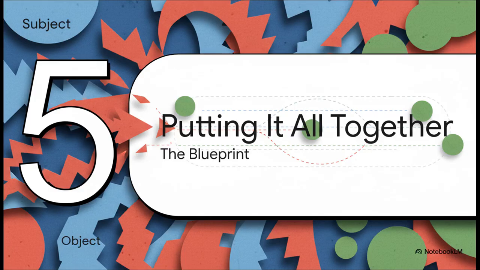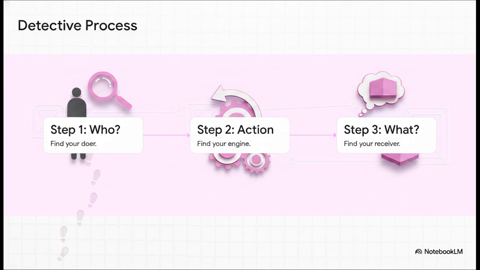Section 5, putting it all together. We have our three blocks. Let's move on and see how this builds out into our full sentence pattern. Here is the three-step checklist you must use to lock in that subject, verb, and object.